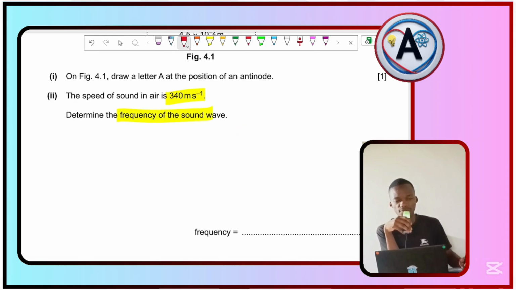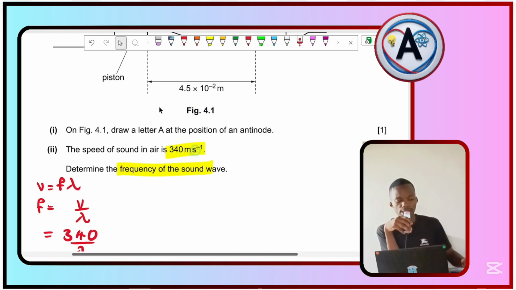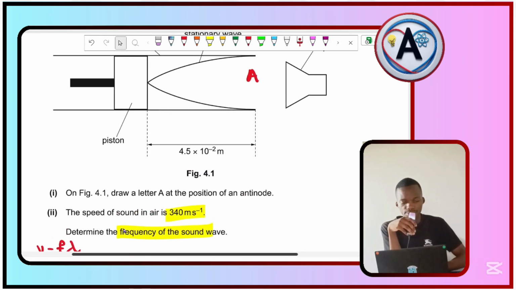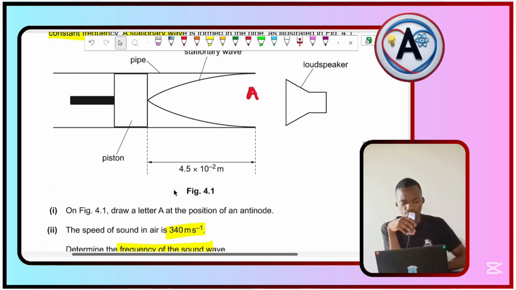What's the relationship between speed and frequency again? V is equal to f lambda. So f is actually v divided by lambda. So I have 340 divided by lambda. Okay, now my task is to find lambda. Do I have enough information to do that?